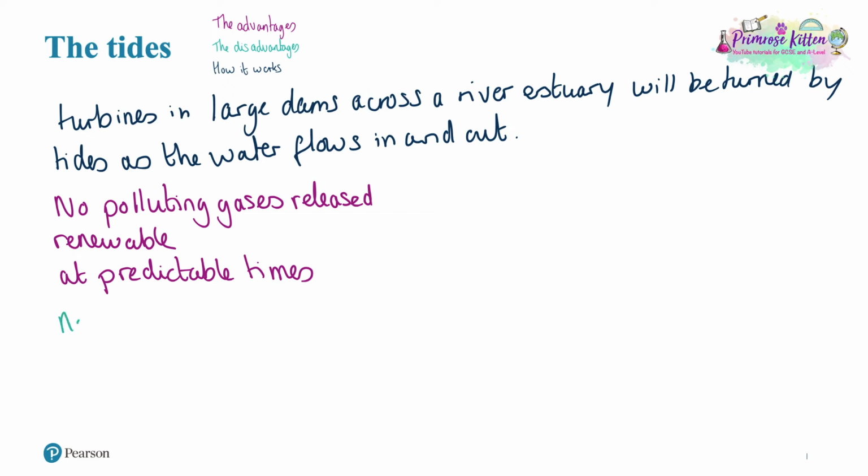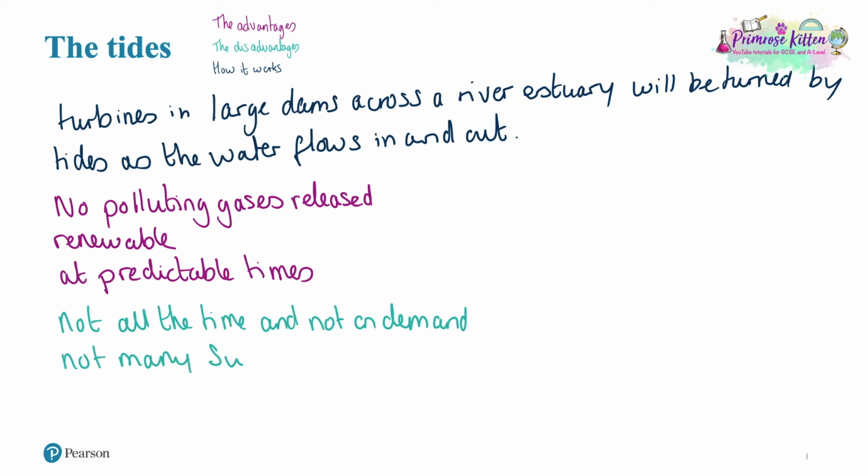And the tides go in and out at predictable times, so you know when you are going to get electricity being produced. However, while it is predictable, it is not continuous, so it does not happen all the time, and it is not on demand.